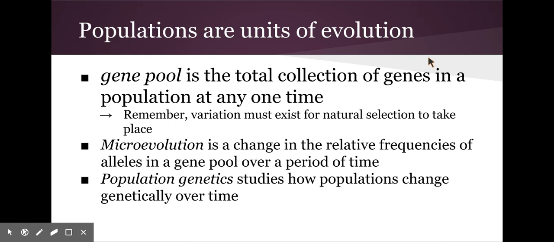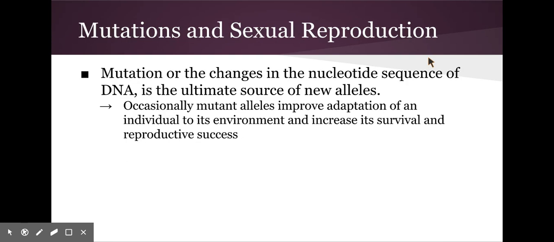So another thing to consider is, remember, we've talked about how populations are our units of evolution, not individuals. So the gene pool is the total collection of genes in a population at any one time. And we must remember that variation must exist for natural selection to take place. So we have two things. Microevolution is a change in relative frequencies of alleles. Remember, we already talked about how alleles change in a gene pool over time. And population genetics is the study of how populations change genetically over time.